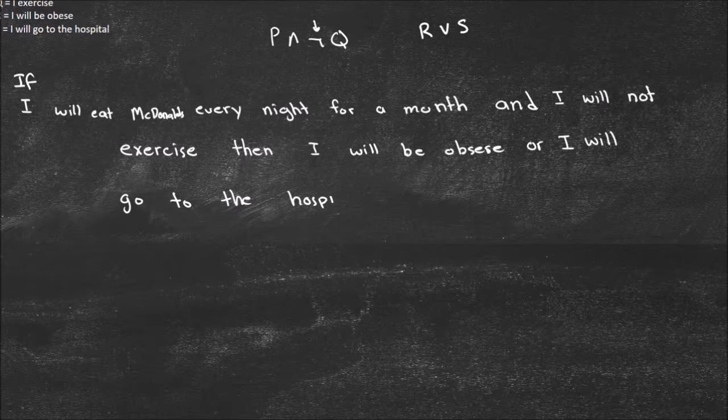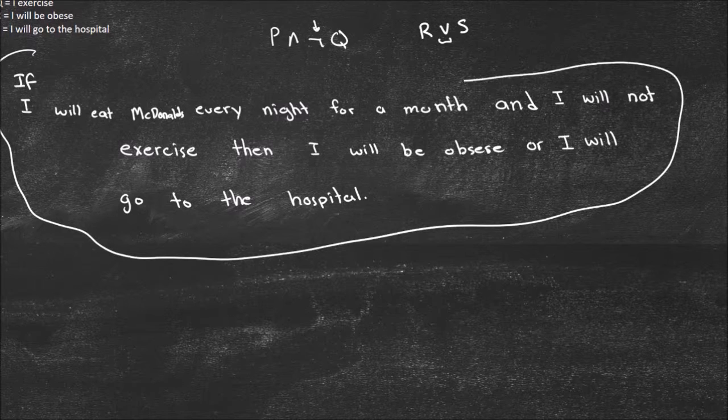Let's kind of take this apart and see what it means logically. If I will be obese or I will go to the hospital, note that it's the or symbol instead of that plus symbol, which means that I can be obese and go to the hospital too. So both of those things can happen at the same time, and if this actually happened, it might happen at the same time. So that is what this crazy statement means.